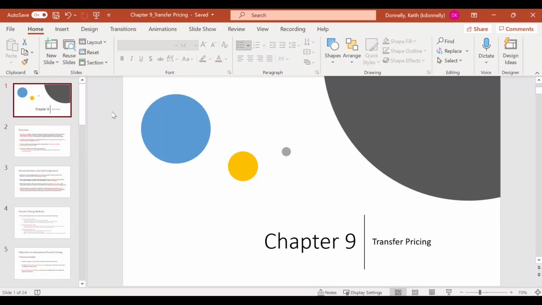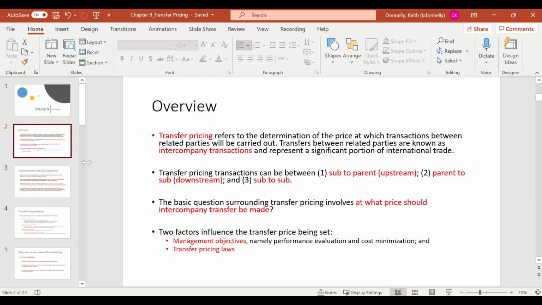Okay, hi everyone. This is going to be the first lecture for Chapter 9. Going to be talking about transfer pricing. So, transfer pricing refers to the determination of the price at which transactions between related parties will be carried out. Transfers between related parties are known as intercompany transactions and represent a significant portion of international trade.